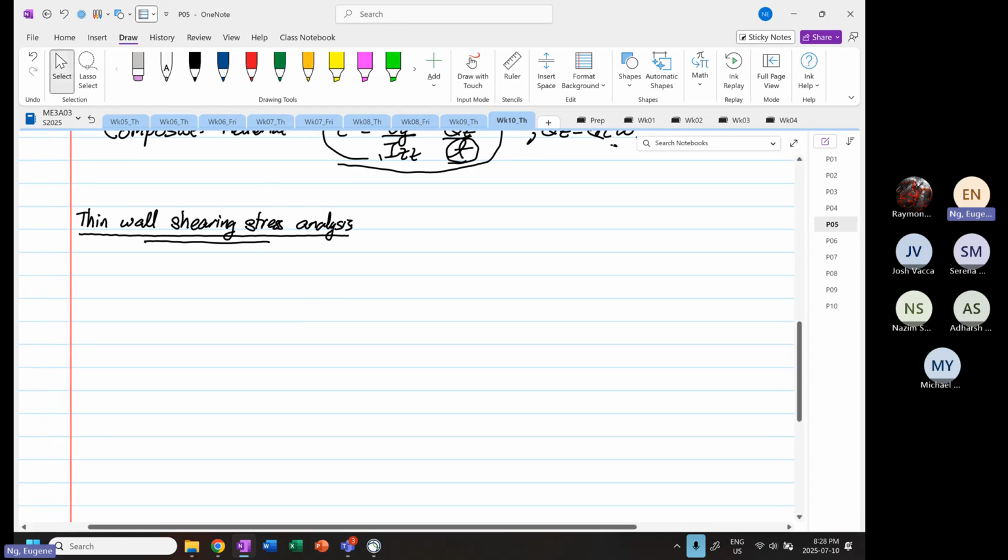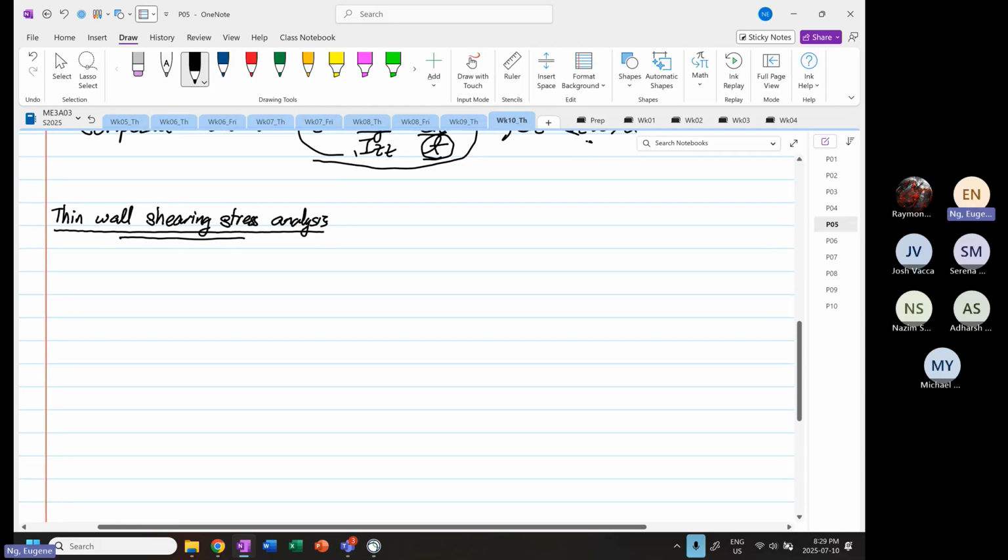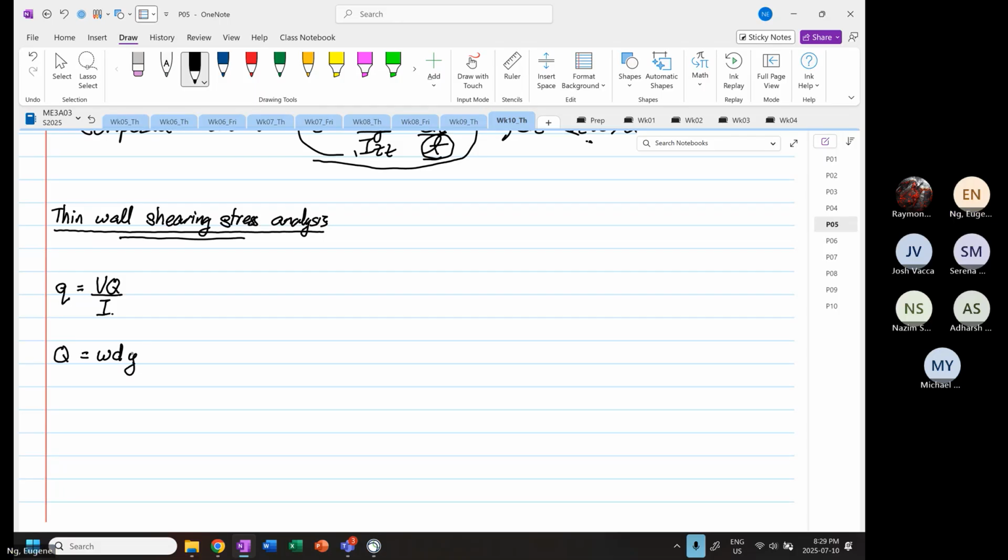The formula is still the same. Small q is equal to VQ over I, where Q is equal to width, depth, y bar. Formula did not change in thin wall analysis. And also the shearing stress is equal to VQ over IT. Nothing changed.